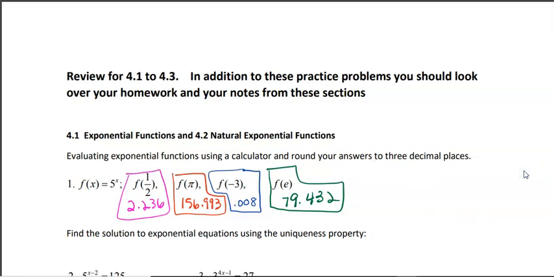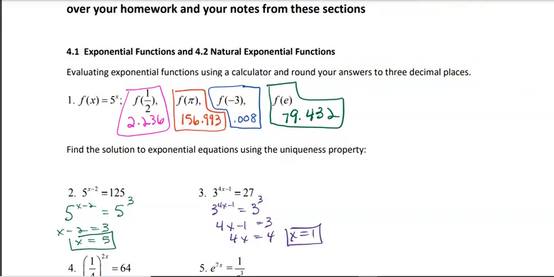Okay, in this video, we're going to go over the 4.1 to 4.3 review. Okay, so we start out by just evaluating exponential functions for certain x's on your calculator. So your mode should be set to 3, so that you can have answers that reflect 3 decimal places. Okay, so do that first.